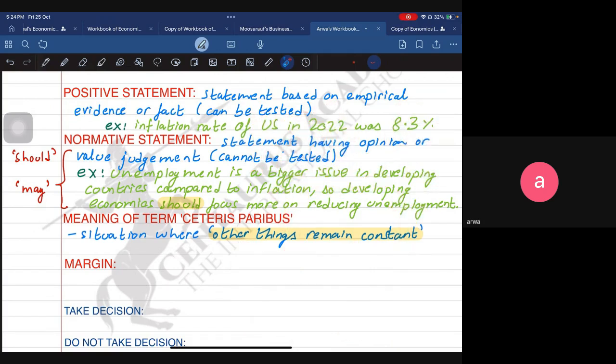Now, if we continue to the next part, there is a discussion of margin. Very simply, margin is the way we talk about the marginal. Marginal is like marginal cost. What does it mean? We have many times studied what margin is. Marginal.